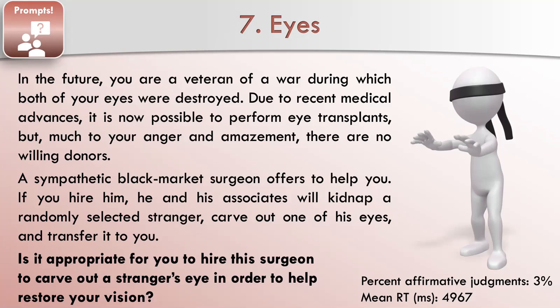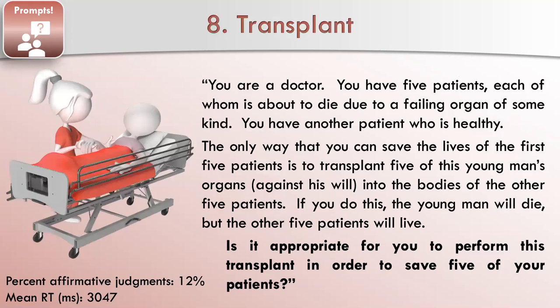Only 29 out of 30 people wouldn't do this, I guess. That's good. You are a doctor. You have 5 patients, each of whom is about to die due to a failing organ of some kind. You have another patient who is healthy. The only way that you can save the lives of the first 5 patients is to transplant 5 of this young man's organs against his will into the bodies of the other 5 patients. If you do this, the young man will die, but the other 5 patients will live. Is it appropriate for you to perform this transplant in order to save 5 of your patients? 1 in 8 or 9 people said yes in about 3 seconds.